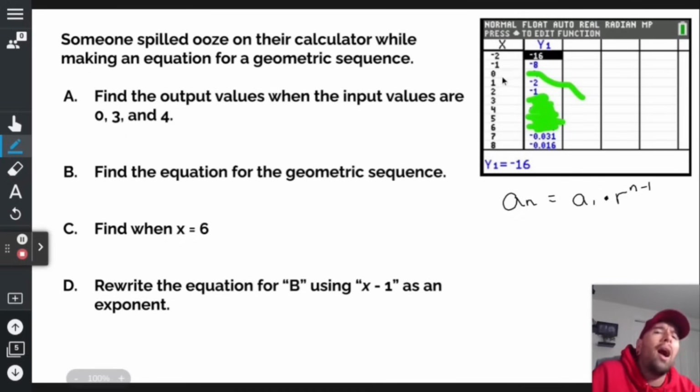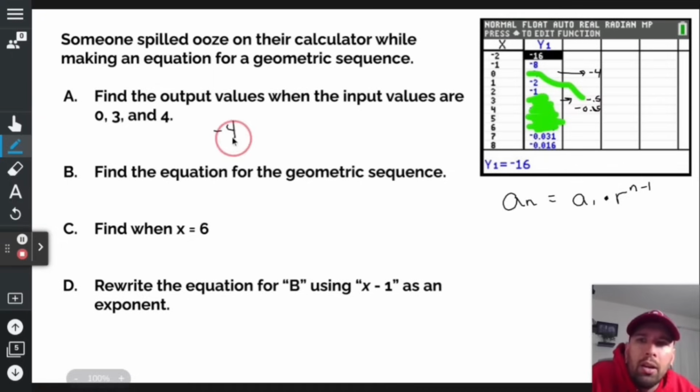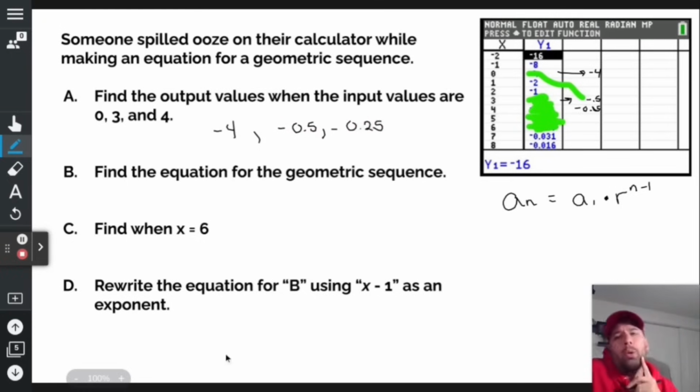We know it's geometric, so I know that no matter what, I multiply by the same exact number every time to get to the next term. What do I multiply negative 16 by to get to negative 8? A half. So when you have 0, 0 is going to be a half of negative 8, which is negative 4. A half of negative 4 is negative 2. A half of negative 2 is negative 1. Then 3 and 4: a half of negative 1 is negative a half, and then a half of that is negative 0.25, a quarter. So the three numbers I was supposed to come up with are negative 4, negative 0.5, and negative 0.25.